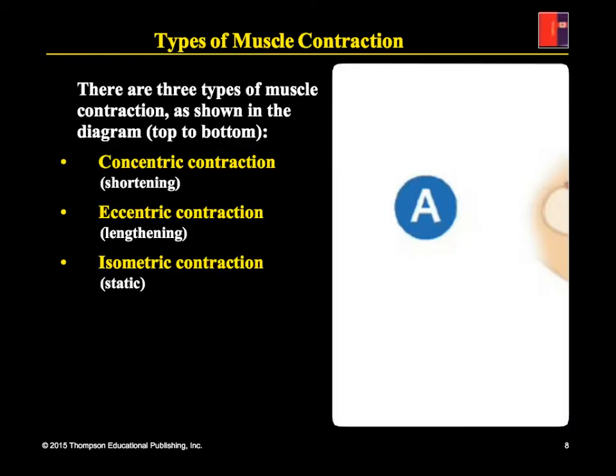Next, we're going to look at three different types of muscle contraction. Concentric contraction: if you're doing a bicep curl, when you go into the curl, that's the shortening of a muscle, so that's the concentric phase. Then when you move your arm back out to a straight position, that's the lengthening phase, and that's eccentric. Isometric contraction is something like pushing against a wall where you're not moving at all.